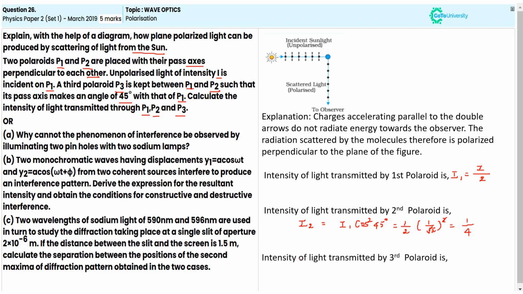And the intensity of the light transmitted by the third polaroid is I3, which is equal to I2 cos square 45 degrees, which is equal to 1 by 4 into (1 by root 2) whole square. Again this will get cancelled. 1 by 4 into 1 by 2 is equal to 1 by 8. Okay. These are the intensities of the light transmitted through P1, P2 and P3.